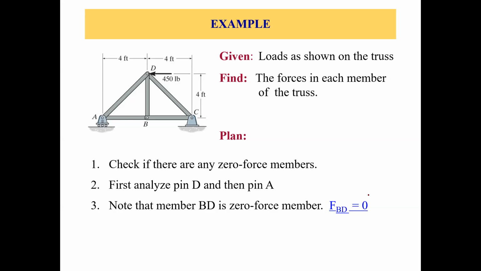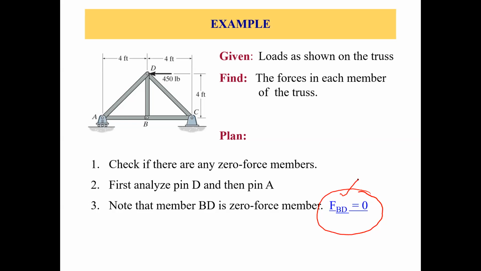So we can just write at the start that BD is a zero force member and FBD equals 0. That's the first thing we can do. After making out that we have a zero force member and we already got one member force done, we can analyze joint by joint. So we can start, let's say, from joint D, and then we can solve joint A. Why not start from joint A? That's a good question.